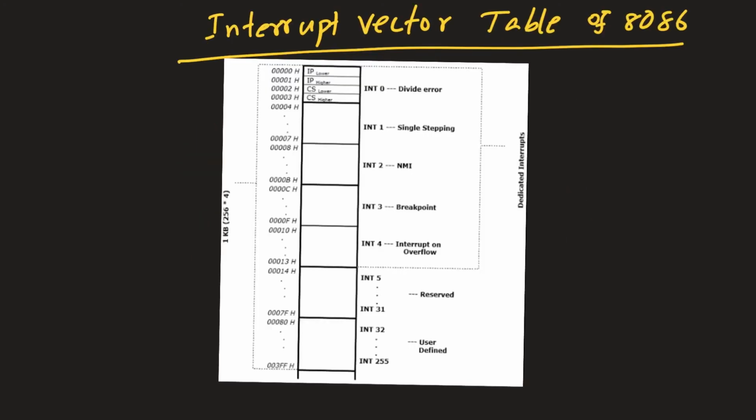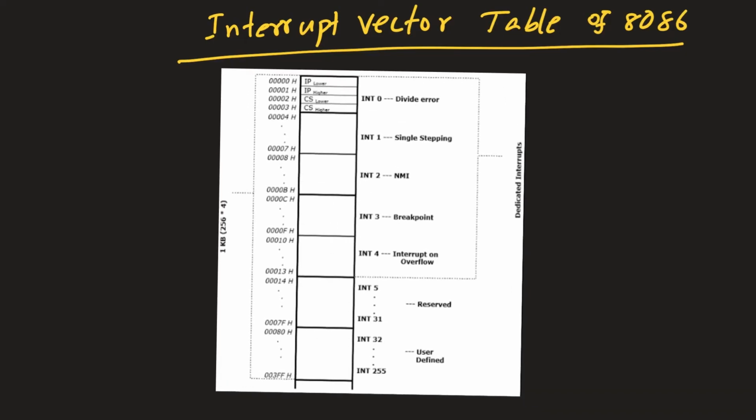Now let's have a look at the interrupt vector table of 8086. It can be seen from the diagram that for the INT0 or divide by 0 interrupt, the vector addresses are from 00000 to 00003. These are the vector addresses, and in 00000 and 00001 the IP of the ISR is stored, and in the next 2 locations the content of the code segment register is stored.